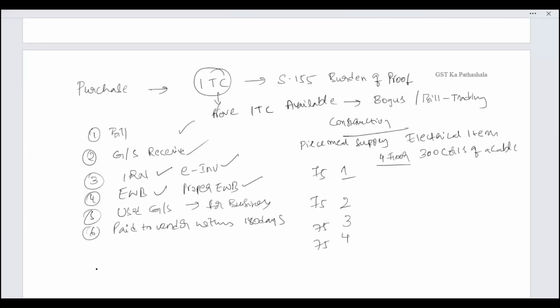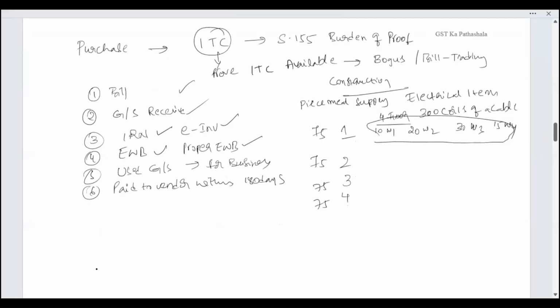Now, I'll get 10 coils in week 1. I'll get another 20 coils in week 2, another 30 coils in week 3, and another 15 coils in week 4. This is how it will be spread. The bill for the entire 75 coils will be issued at the month end or at the last supply.